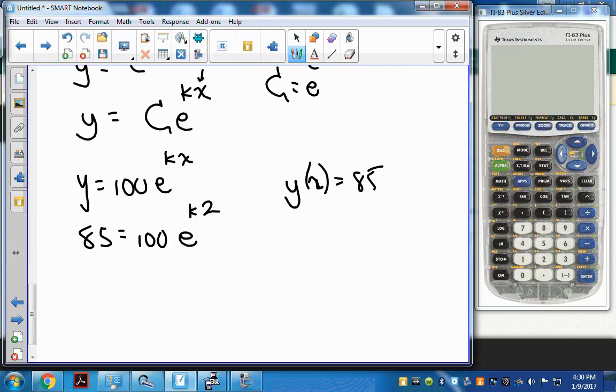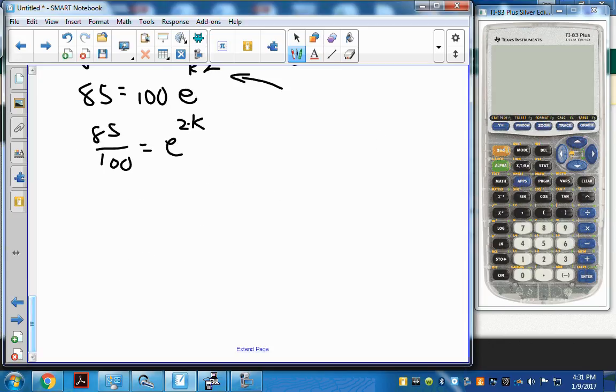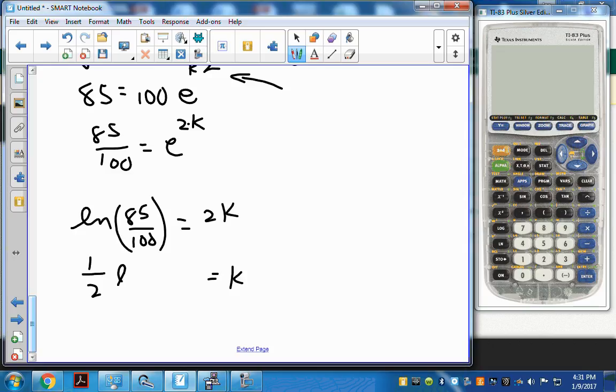So again, we're going to solve for k here. We have 85 over 100 is e to the 2k instead of k2. That sounds like a large mountain in the Himalayas, but k2 we can write as 2k. So we exponentiate both sides, and we have the natural log of 85 hundredths is 2k. So k works out to be 1/2 the natural log of 85 over 100.